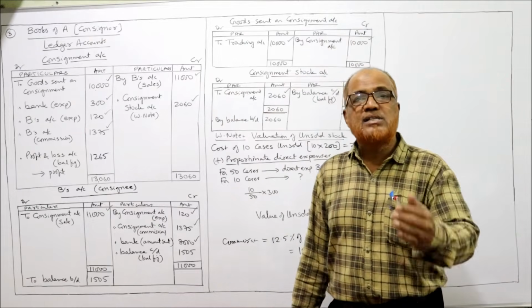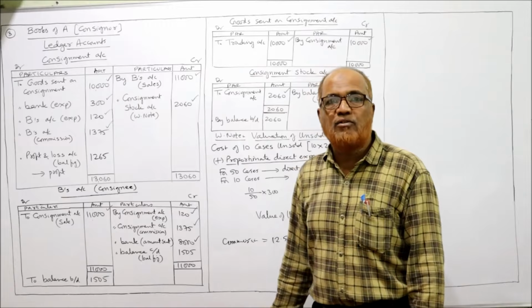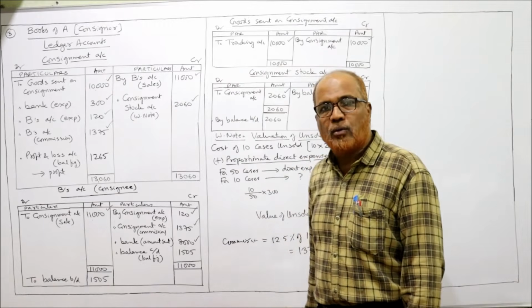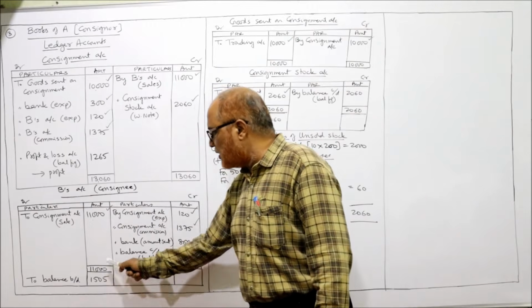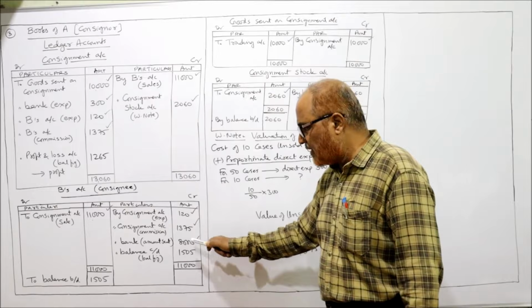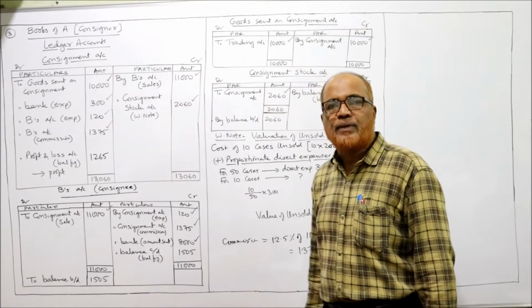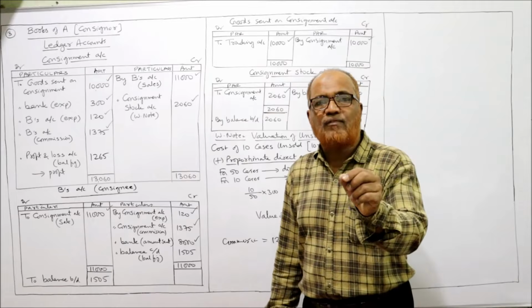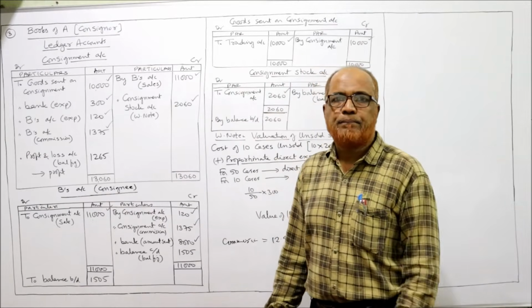Now we have to find out how much balance is still receivable from B. How much amount is receivable from B? So here the debit side is 11,000. From 11,000 deduct 120, 1375 and 8,000. The balance is 1505. Still 1,505 is the amount receivable from consignee.